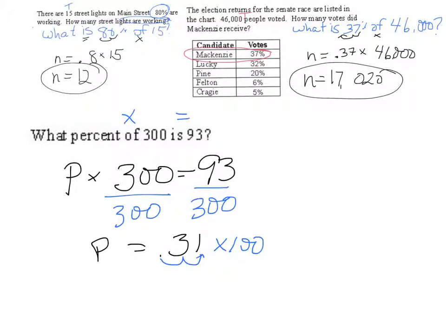It's getting bigger when we're multiplying by 100. So we get our final answer as 31%. Okay, watch out when you type these in your calculator. You don't do it backwards. You know that 93 is smaller than 300, so your percent should be less than 100%. So you should get a decimal less than 1.